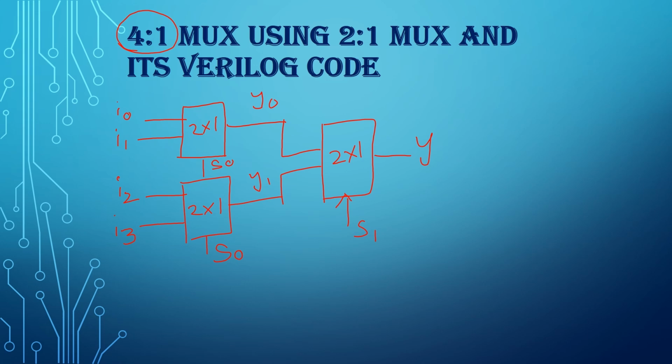So now let's write the truth table: S1, S0, Y. Here we have two selection inputs, so four possible combinations: 0 0, 0 1, 1 0, 1 1. If the selection input S1 S0 is equal to 0 0, I0 is connected to the output. Next I1, I2, I3. And this is the truth table.